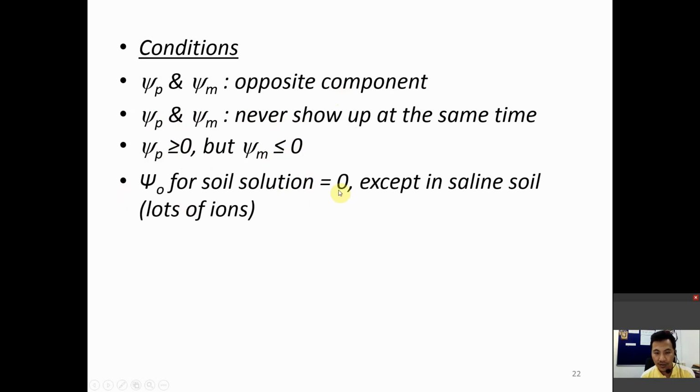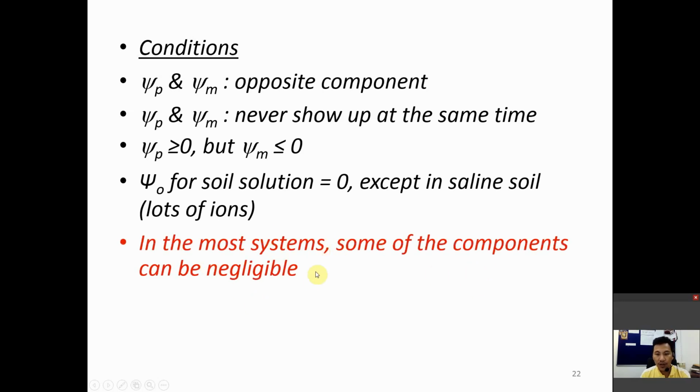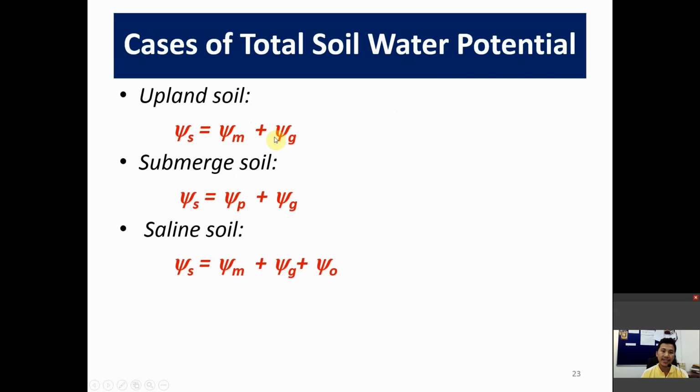Osmotic potential for soil solution, we can assume it's approaching 0, except in saline soil, like I said, where you can have a lot of ions in the soil solution. So in the whole system, some of the components can be negligible. Like in this case we talk about upland soil, the water potential that we need to care about is going to be matric potential and gravitational potential, because upland soil means the soil has a really good drainage system. That means you don't have a chance to get your soil saturated that much. So most of the time it will be matric potential. And you see that once you have matric potential, you don't see a pressure potential in the relationship.